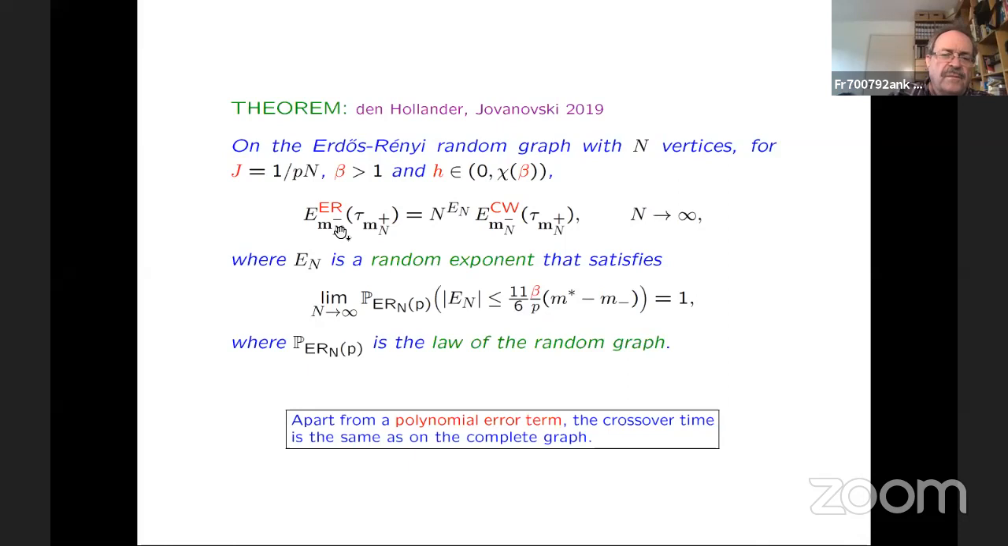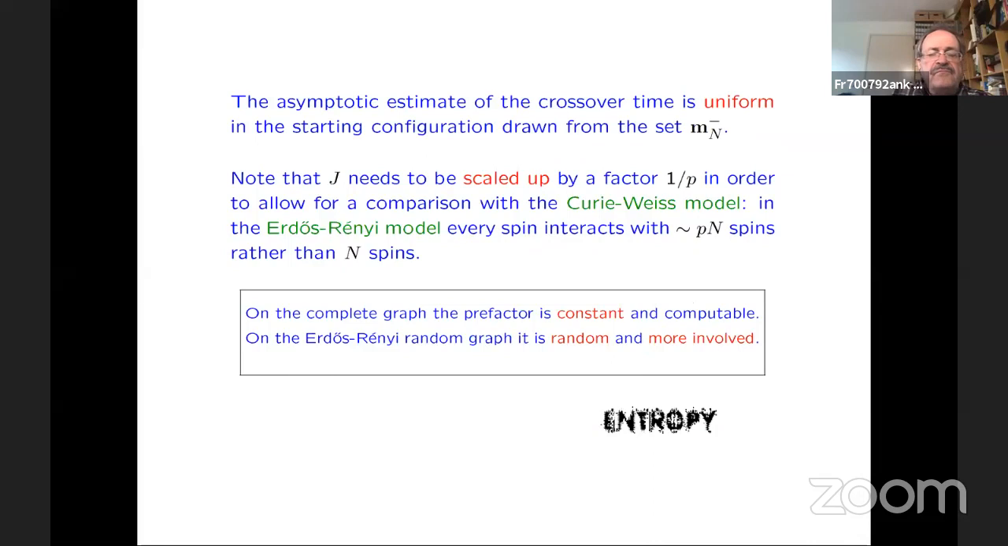The answer is uniform in how you started. That was a result of certain coupling arguments that we did. Now, this left us with the question: well, this prefactor is complicated. Probably the precise form of the critical droplet is complicated, and it is probably random, because the Erdős-Rényi random graph is random. So what is really going on here? Is this the best that one can do, or can one actually do something better?